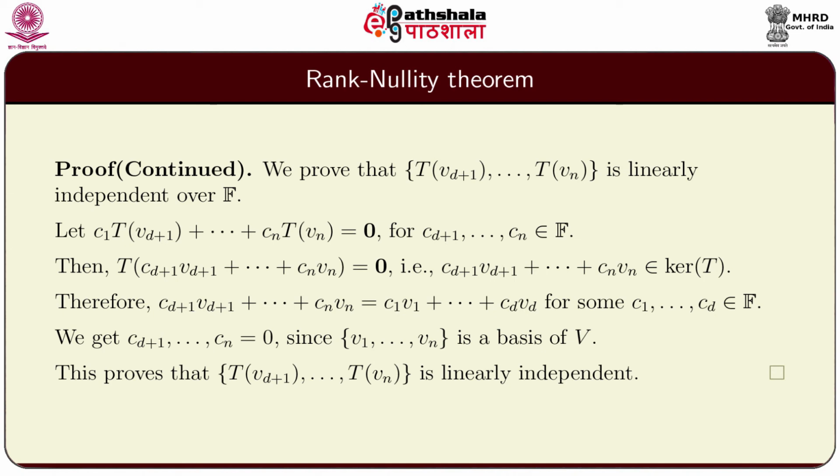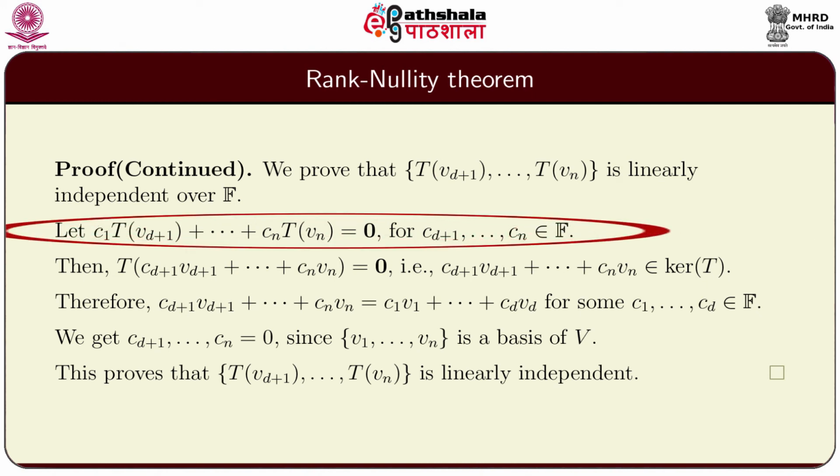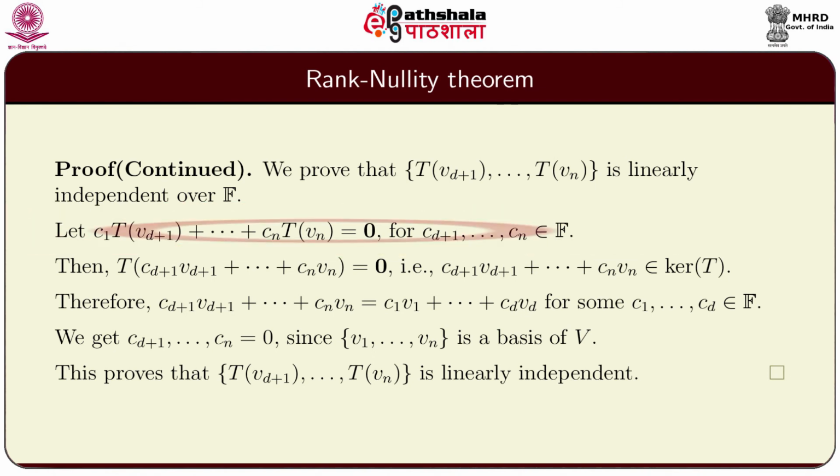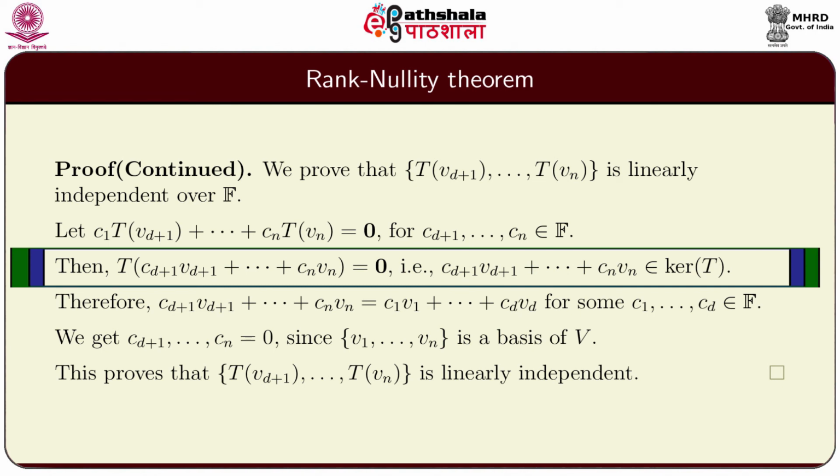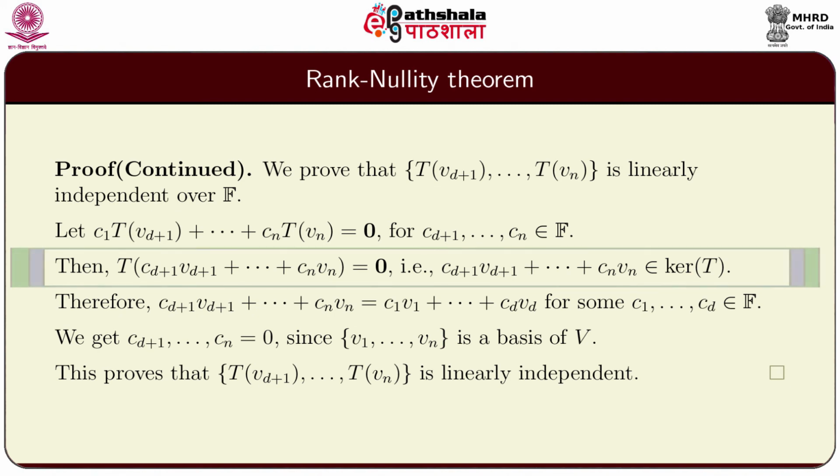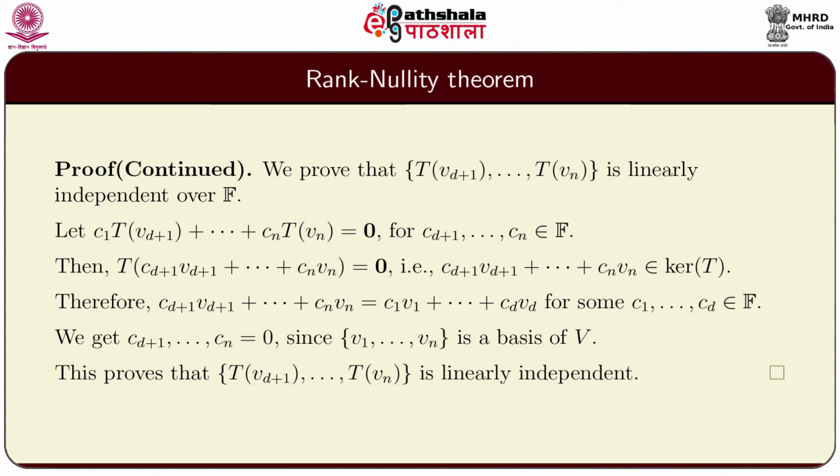So, let us start with a linear combination of these vectors: C_{d+1} T(Vd+1) and so on up to Cn T(Vn) is equal to the 0 vector, where C_{d+1} and so on up to Cn are elements in F. By linearity of T, we can write T(C_{d+1} Vd+1 + ... + Cn Vn) is equal to 0. That is, the vector C_{d+1} Vd+1 + ... + Cn Vn belongs to the kernel of T.